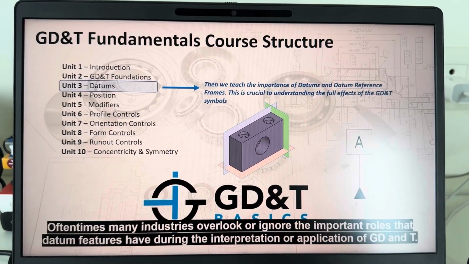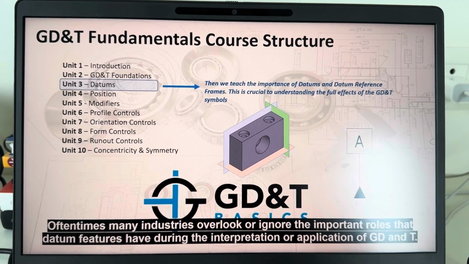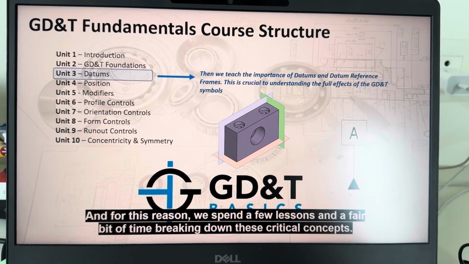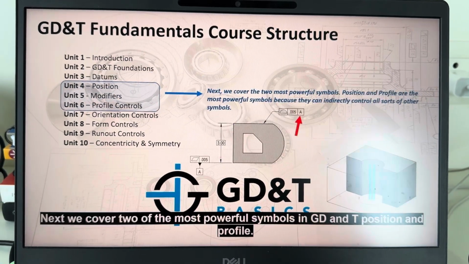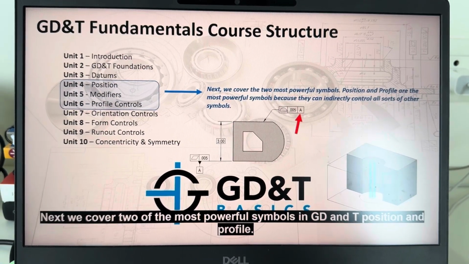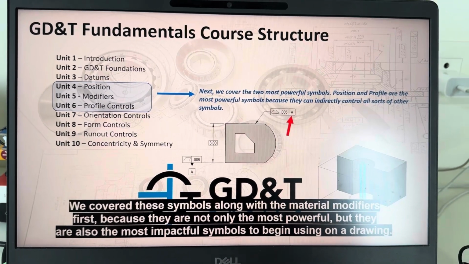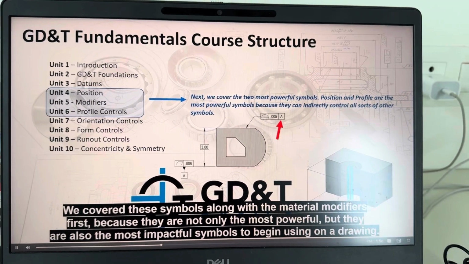Oftentimes, many industries overlook or ignore the important roles that datum features have during the interpretation or application of GD&T, and for this reason we spend a few lessons and a fair bit of time breaking down these critical concepts. Next, we cover two of the most powerful symbols in GD&T, position and profile. We covered these symbols, along with the material modifiers, first because they are not only the most powerful, but they are also the most impactful symbols to begin using on a drawing.